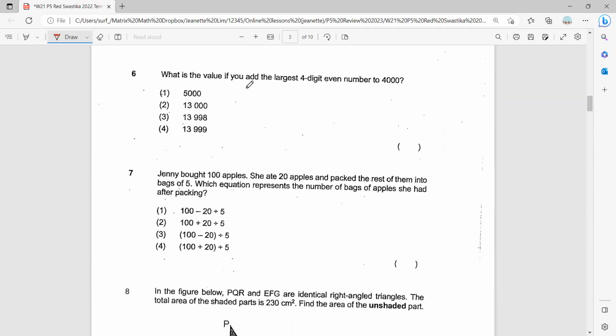Okay, question 6. What is the value if you add the largest 4-digit even number to 4,000? So what is this largest 4-digit even number? Now the largest possible 4-digit number is 9999, right? So for this to be even, then we can't take 9999, but we use 9998. So you add this to 4,000. This will give us 13,998. So this is 3.